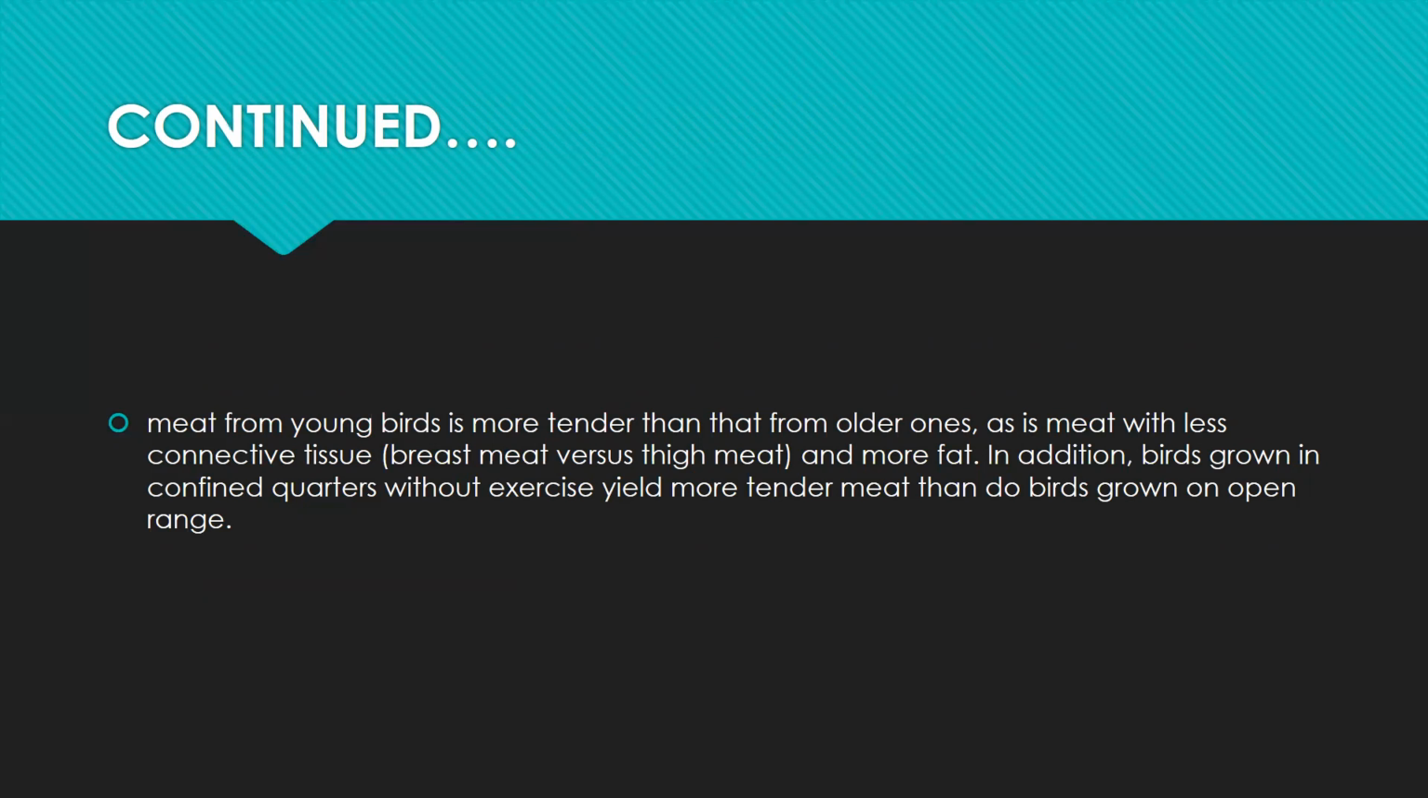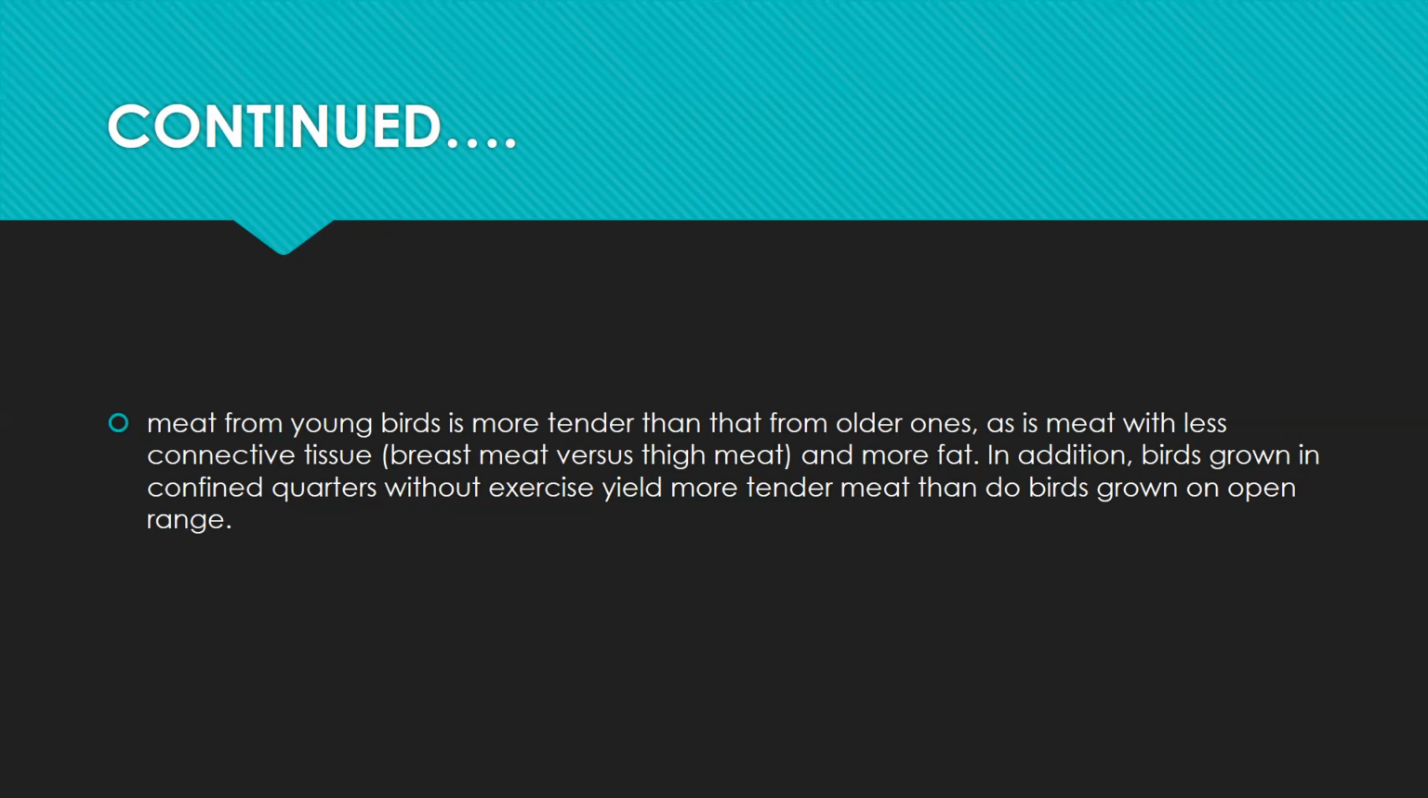Same factors also affect the tenderness of the meat in poultry. The meat from young birds is more tender than the meat from the older ones, as it has less connective tissue and more fat. Birds which are grown in confined quarters without exercise yield more tender meat than the birds which grow on open range.